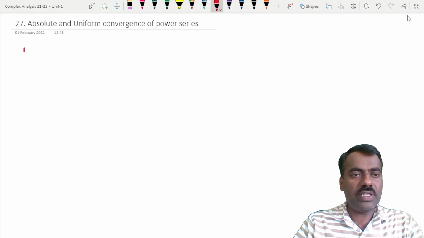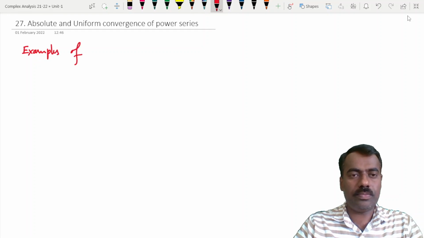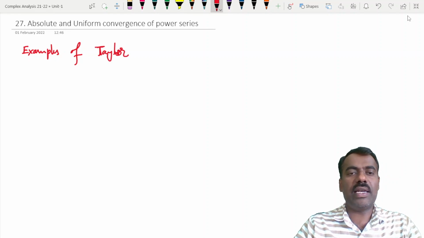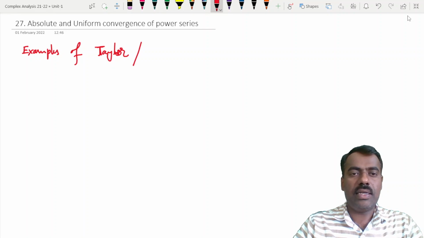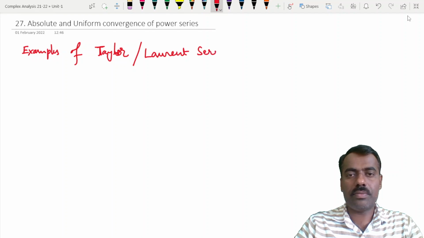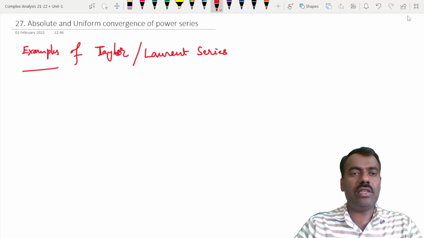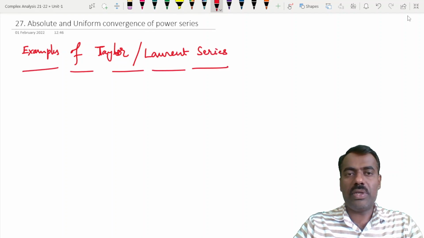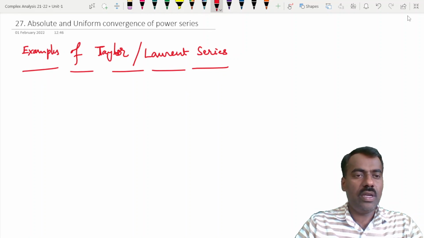So first, we'll see some examples of Taylor series. In particular, if z naught is equal to 0, it is Maclaurin. Okay, Taylor or Laurent series. Then we'll move to absolute and uniform convergence. So start with the first example.